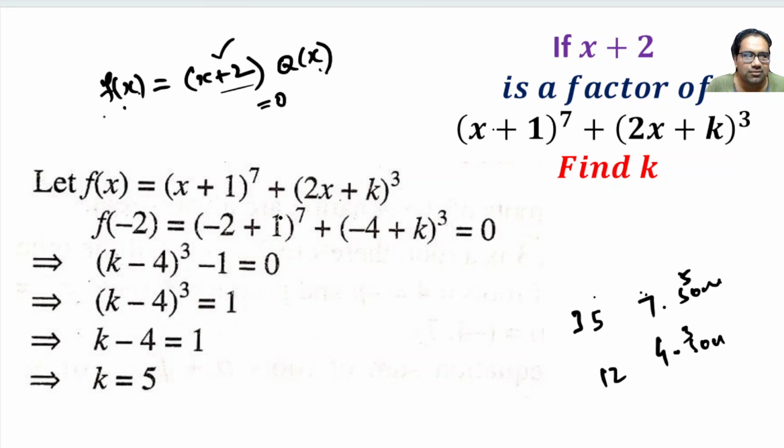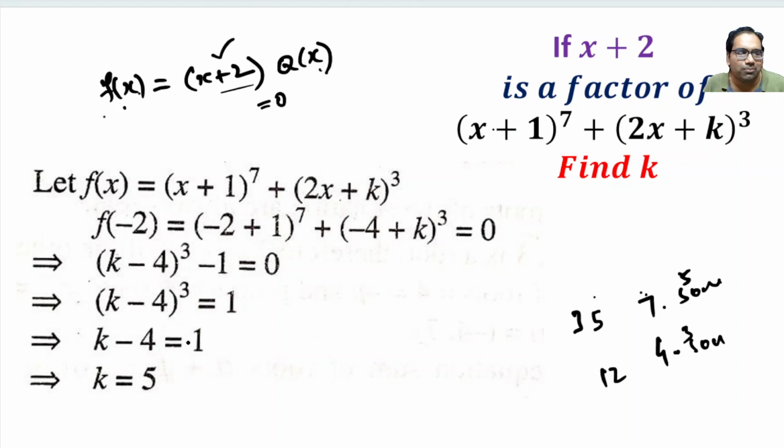This becomes (minus 1) whole power 7, which is minus 7. So (k minus 4) whole cube minus 1 equals 0. That means (k minus 4) whole cube is equal to 1. That means the cube root of 1, which is again 1, is k minus 4. k minus 4 is equal to 1. That means k equals 5.